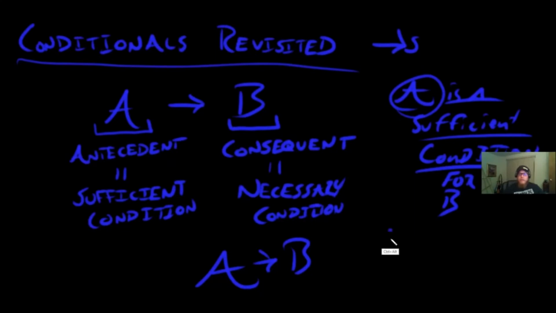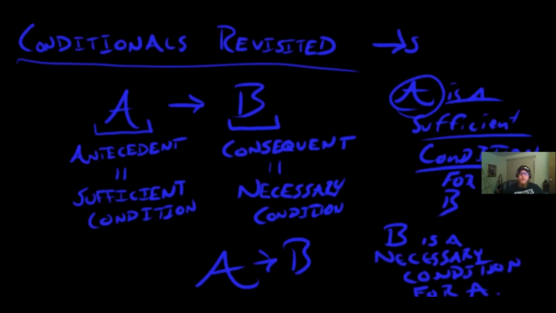So if I said B is a necessary condition for A, how would I write that out? Well, necessary conditions go on the right side of the arrow. What is the necessary condition here? B is. So B goes on the right side of the arrow for A. These two things are actually saying the exact same thing. If I say A is a sufficient condition for B, or B is a necessary condition for A, that's the same thing as saying if A, then B.